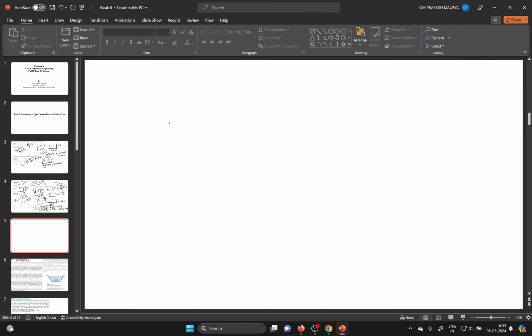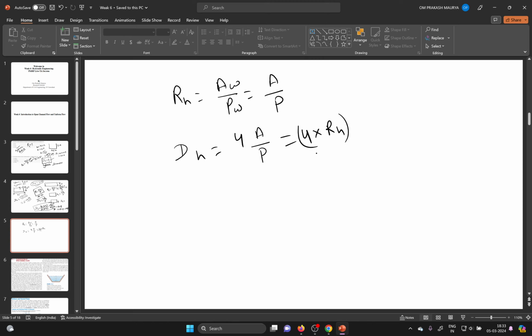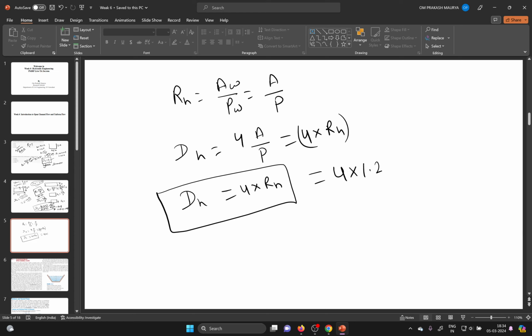Basically, your hydraulic radius is equal to the wetted area, or let's suppose only A, by perimeter, and here your DH is equal to 4A by P. So you can replace A by P with RH. So the hydraulic diameter is 4 times the hydraulic radius. So always remember. Now let me calculate from your RH, which was 1.28.